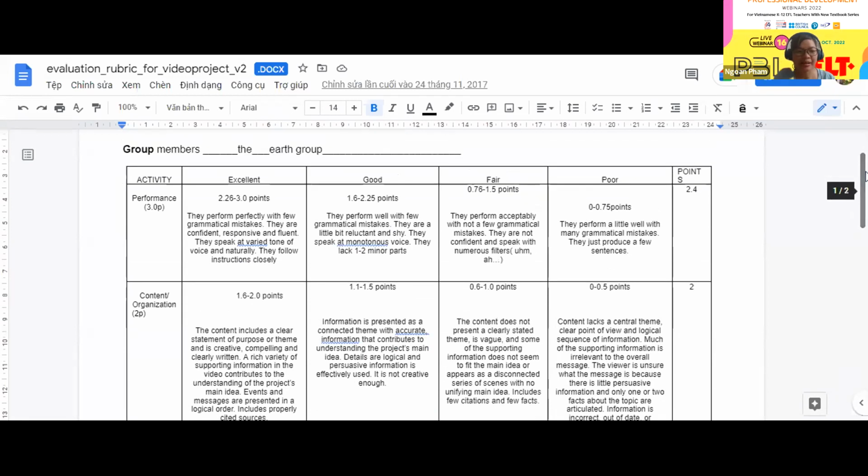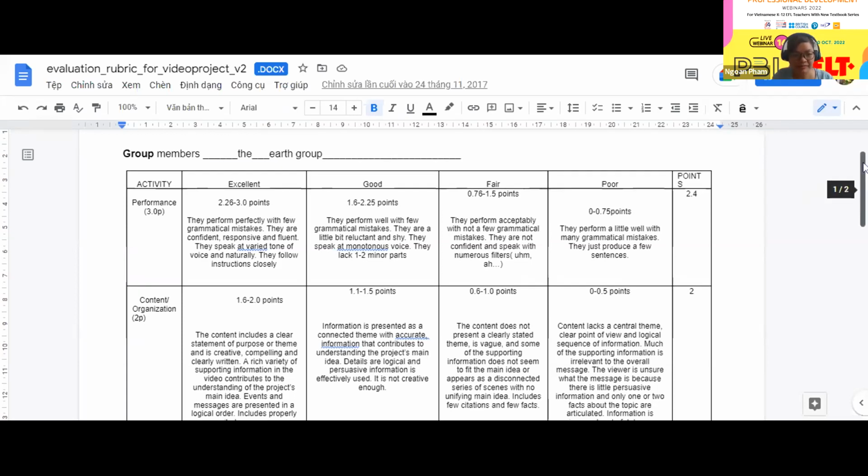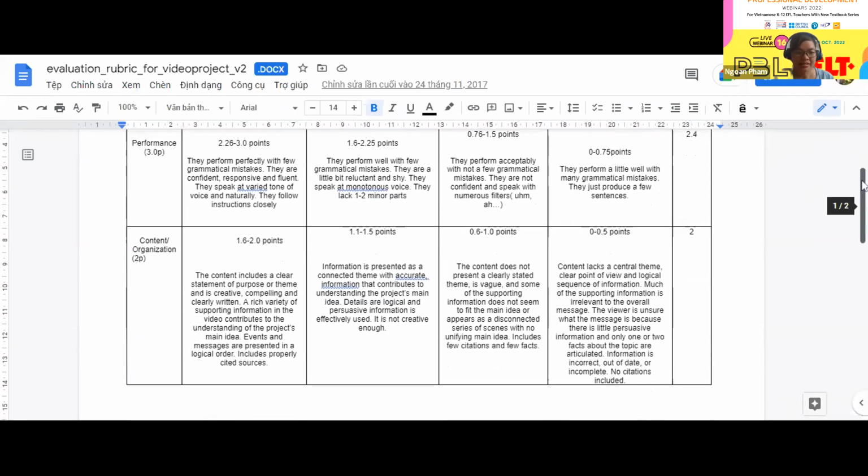Also, I will talk again about the criteria. The first is the speaking performance. You can test vocabulary, grammar, and pronunciation. You can see if they're excellent, they perform perfectly with few grammatical or vocabulary mistakes. And for the poor students, they perform a little well with many grammatical mistakes. So it's really, really detailed.